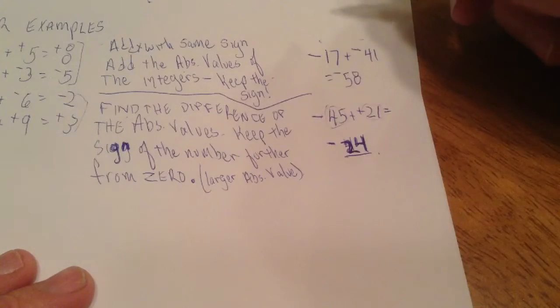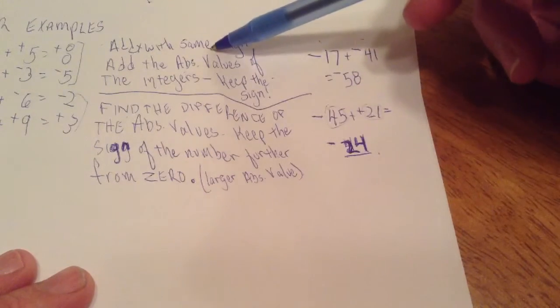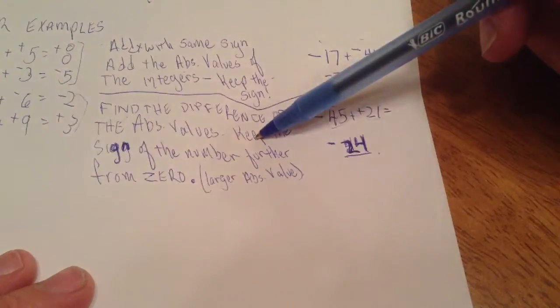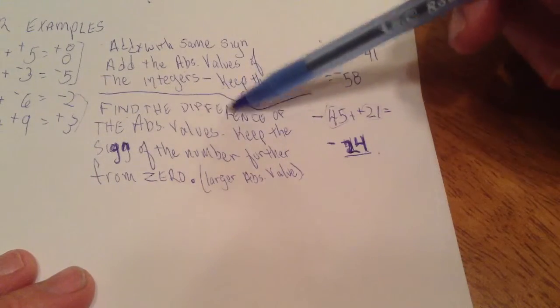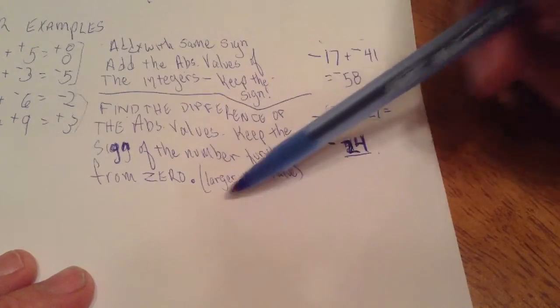So there's number lines and the rules for adding integers. Again, with the same sign, add the absolute values and keep the sign. Adding integers with different signs, subtract, or find the difference of their absolute values, and then keep the sign of the number further from 0.